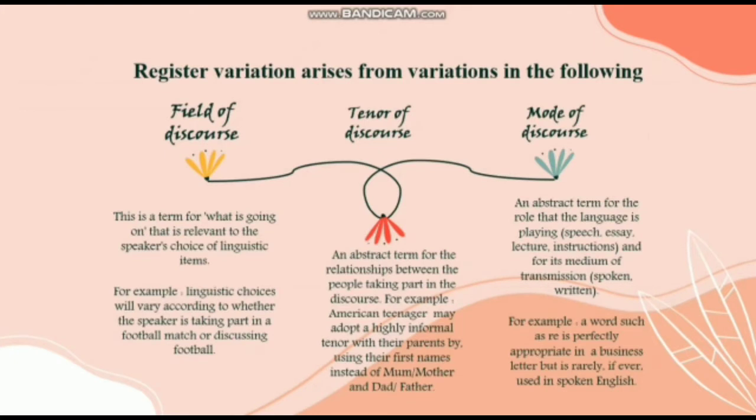Register variation arises from variations in the following: field of discourse, tenor of discourse, and mode of discourse. Field of discourse is a term for what is going on that is relevant to the speaker's choice of linguistic items. For example, linguistic choices will vary according to whether the speaker is taking part in a football match or discussing football. Tenor of discourse is an abstract term for the relationships between the people taking part in the discourse.